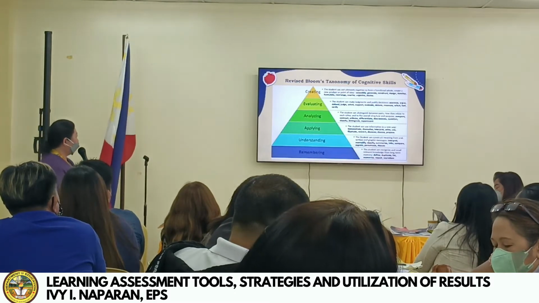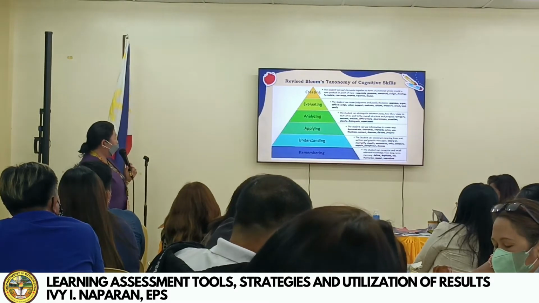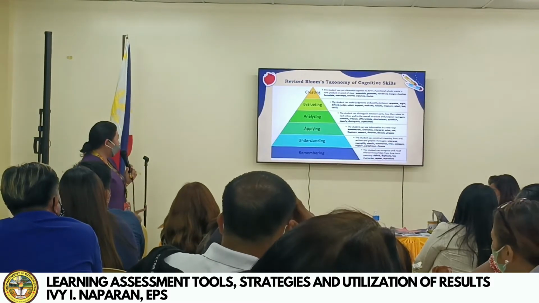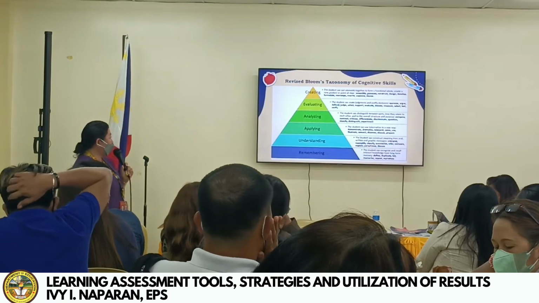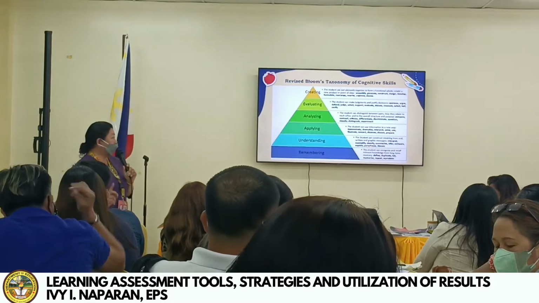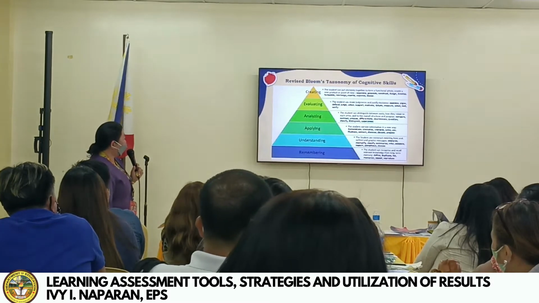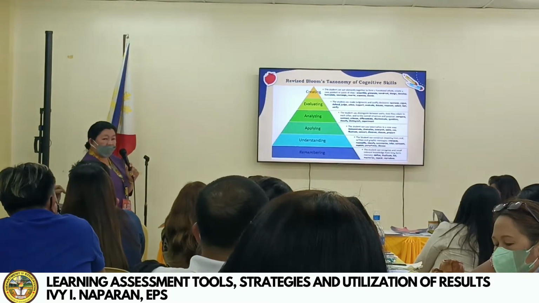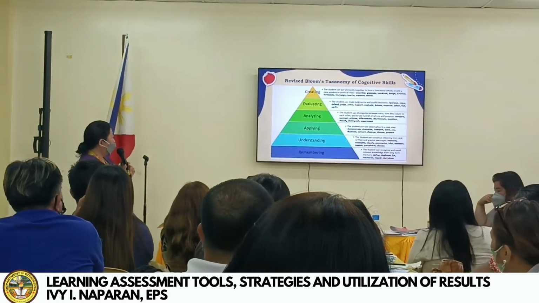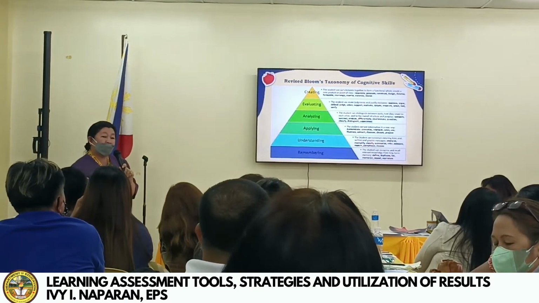The second level is understanding. The student can construct meaning from oral, written, and graphic messages. Objectives that can be used: interpret, exemplify, classify, summarize, infer, compare, explain, paraphrase, discuss. For applying, that's already the third level. The student can use information in a new way. The objectives are demonstrate, dramatize, interpret, solve, use, illustrate, convert, discover, discuss, and prepare.